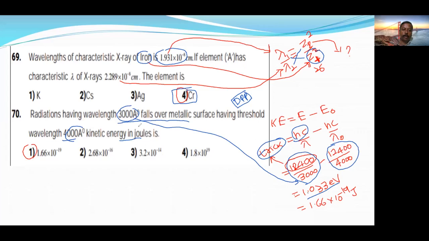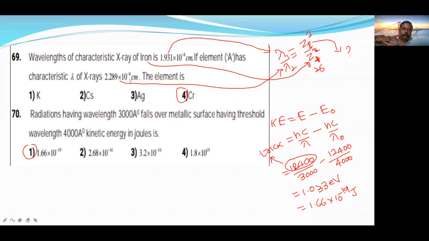But they want the answer in joules. What is the answer? 1.6 into 10 to the power of minus 19 joules. So many traps are there: wavelength is given, but energy in joules is asked. I think you will not fall into that trap. Okay, let's see the next one.